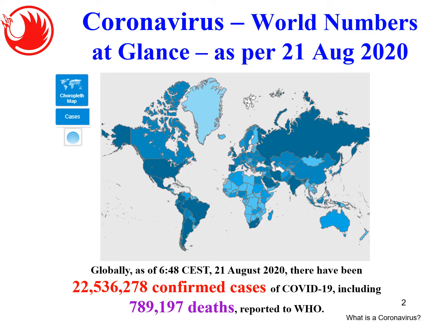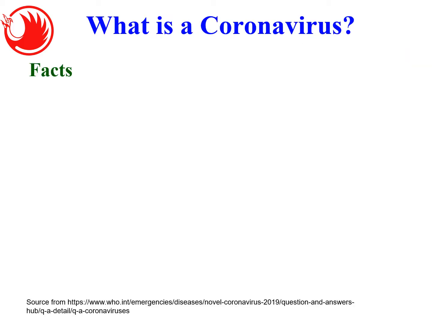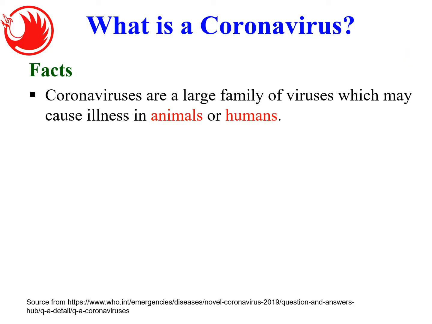So what is coronavirus? Coronavirus is a large family of viruses which may cause illnesses in animals and humans. It means that it not only infects humans, but it also infects animals. And there is the possibility of cross-infection, although the chances are low. And they believe that this virus is from an animal, a bat.